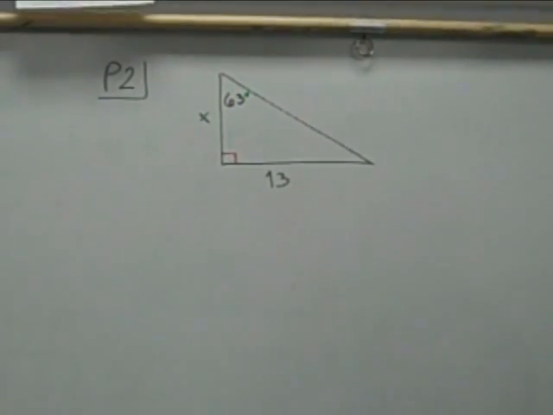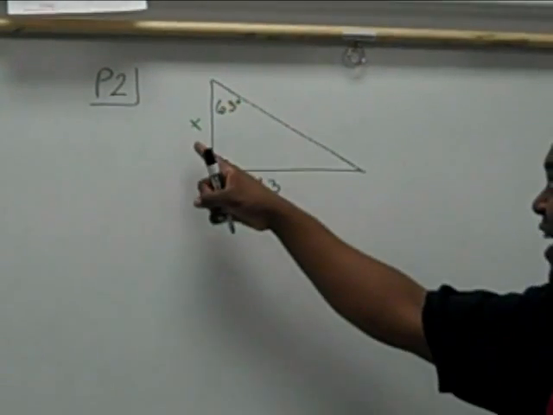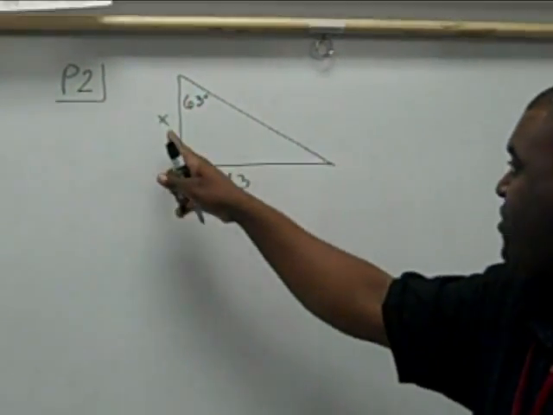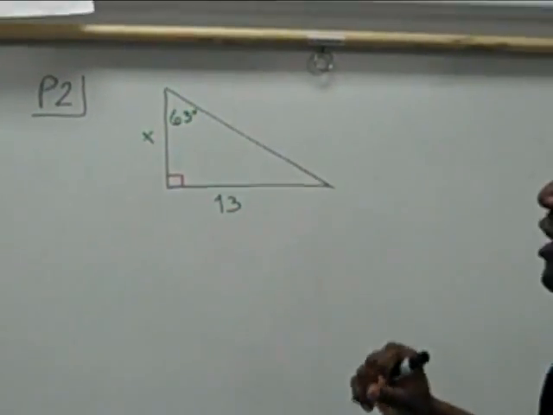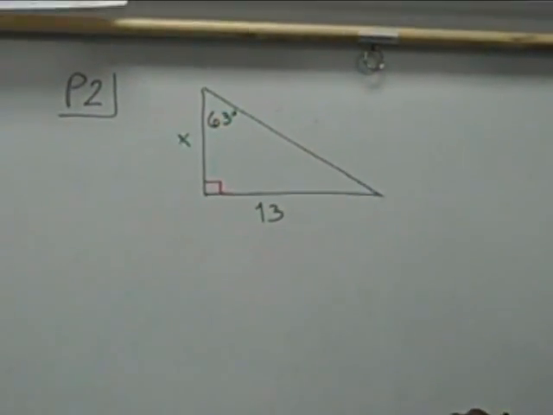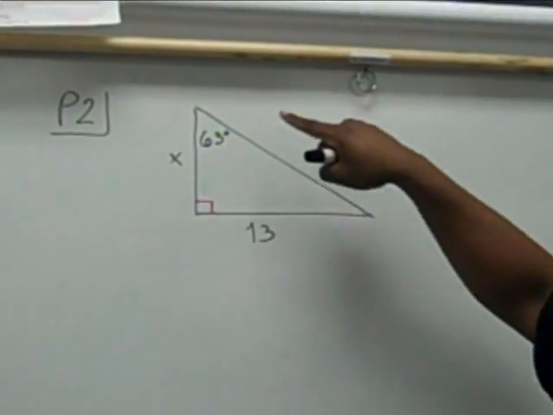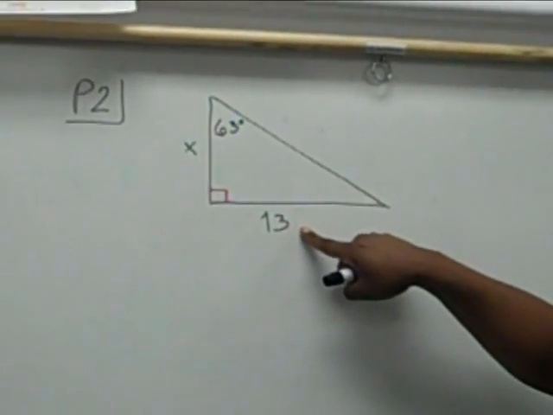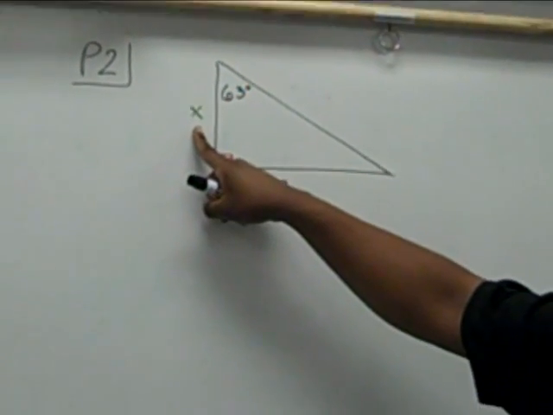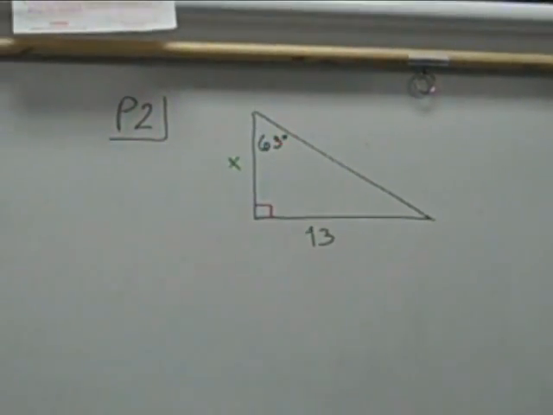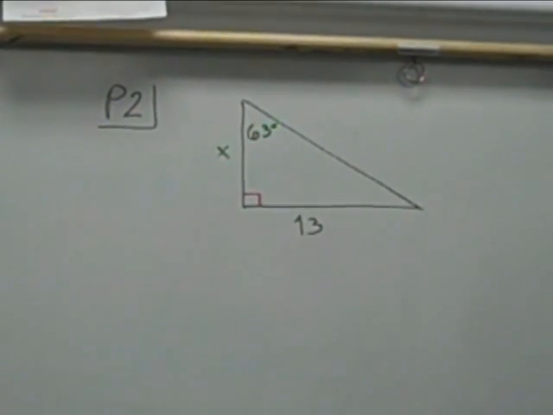All right, in this problem, we need to find the value of x, which, as you can see, is the length of one of the sides of the right triangle. Now, let's see what we're given so far. We know that this angle is 63 degrees, and we know that this side is 13, and of course this side is x. So we need to use our tangent ratio to come up with the answer to x.